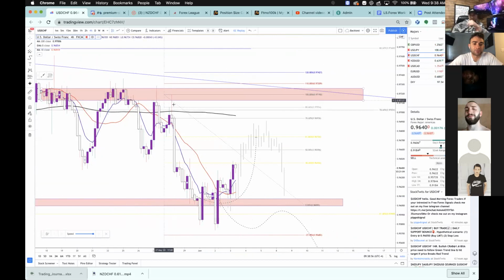Then this pullback. This is where we were entering. All of our entries are right in there. So we're going to be patient. Once we see something similar to that, that's when we're going to strike. That's when we're going to enter. The name of the game, just waiting.